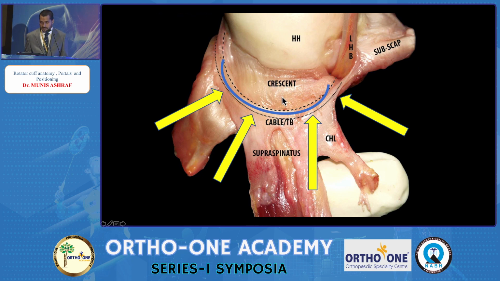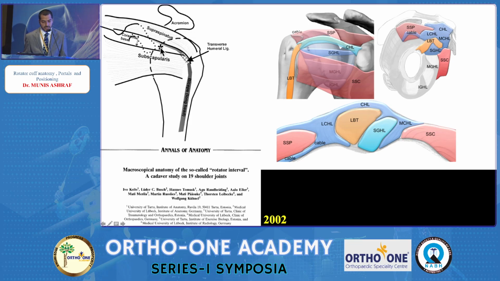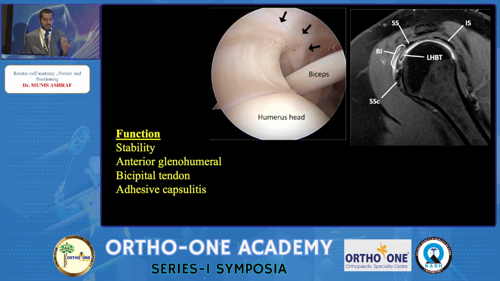The next concept is about the rotator interval. It is an interval between the supra and the subscap. It is made up of fibers from the SGHL, the superior glenohumeral ligament, as well as the coracohumeral ligament. This was described in 2002. The importance of the rotator interval is that it provides stability, especially against anterior glenohumeral translation. It is close to the bicipital tendon and provides a landmark for the anterior portals. And in adhesive capsulitis, it is one of the first structures to go into synovitis, and during capsular release, this structure needs to be released as well.